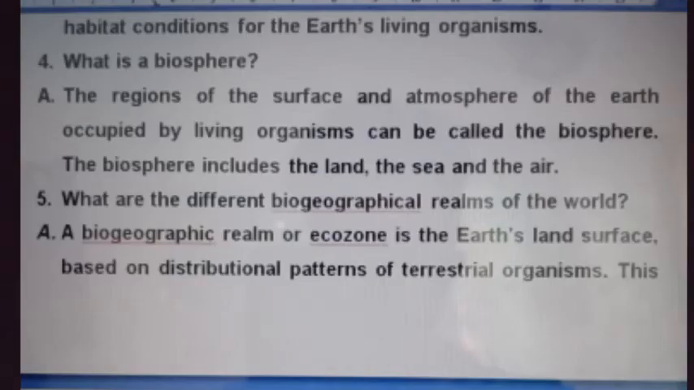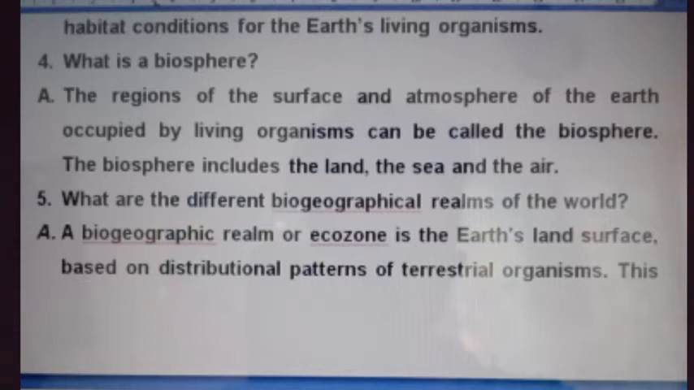Now the fourth question, that is, what is a biosphere? Answer. The regions of the surface and atmosphere of the Earth occupied by living organisms can be called the biosphere. The biosphere includes the land, the sea, and the air.